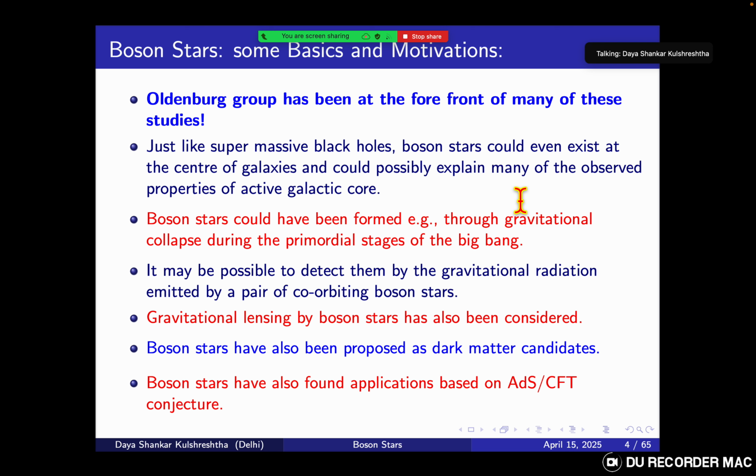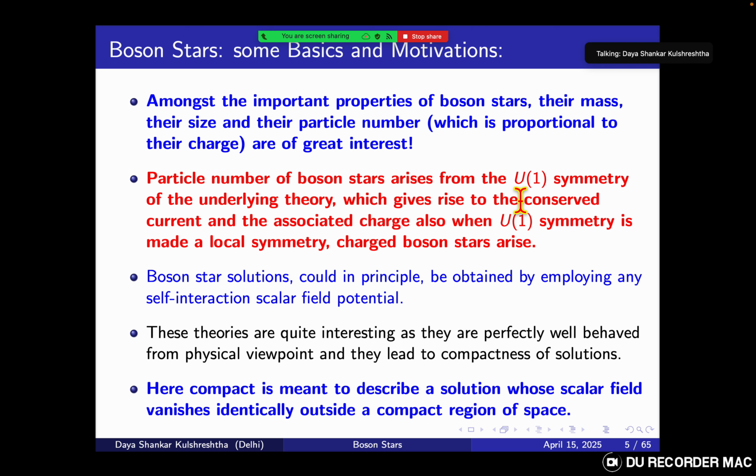Boson stars could have been formed, for example, through gravitational collapse during the primordial stages of the Big Bang. It may be possible to detect them by the gravitational radiation emitted by a pair of co-orbiting boson stars. Gravitational lensing by boson stars has also been studied, and they have also been proposed as dark matter candidates. They have also found applications based on the AdS/CFT conjecture.